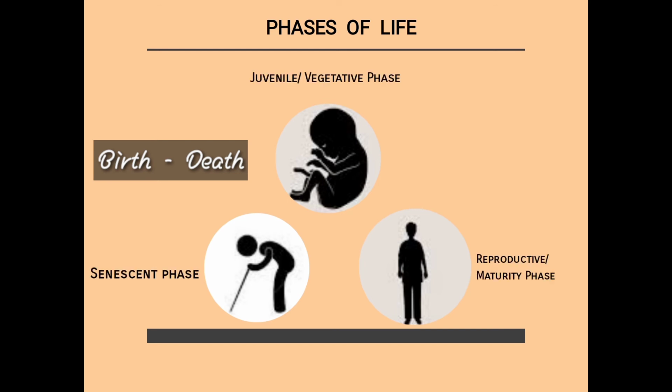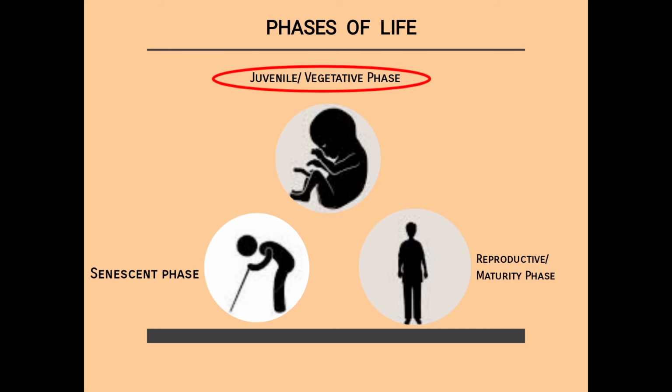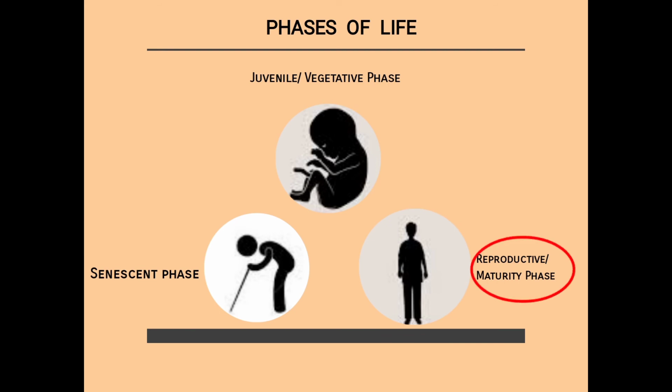So what are the phases? Juvenile or vegetative phase. It is the phase from birth till the reproductive age. So from your birth till you attain your sexual maturity or reproductive maturity, that period will be called a juvenile phase, right? And after the juvenile phase, once you attain sexual maturity, we'll be calling that particular phase the reproductive or maturity phase, okay?